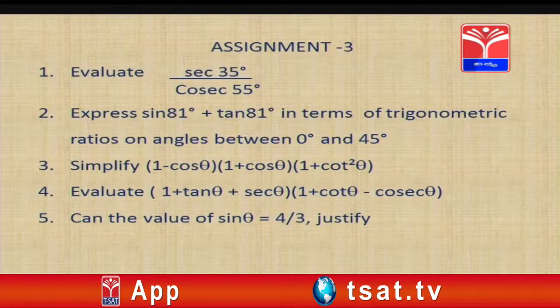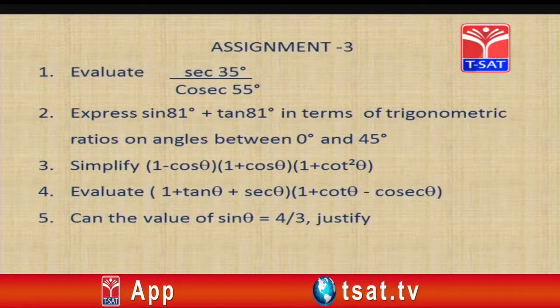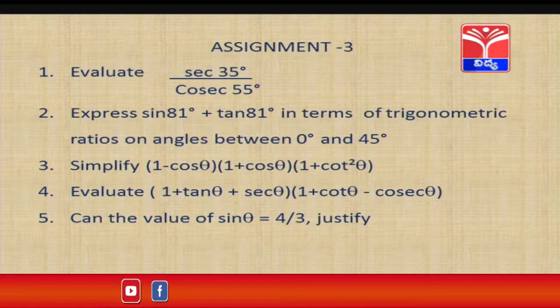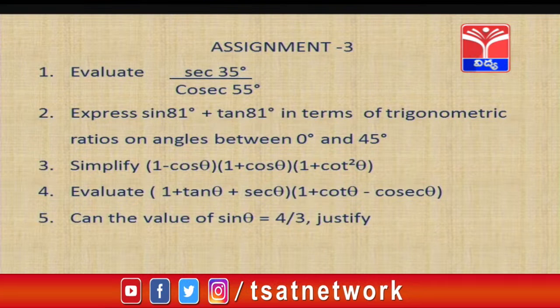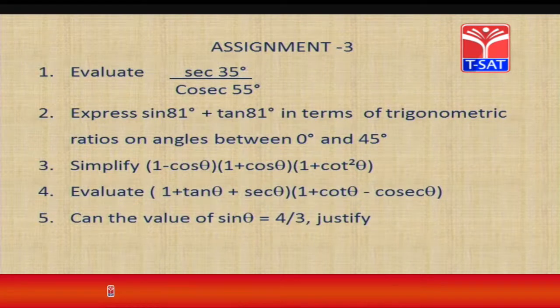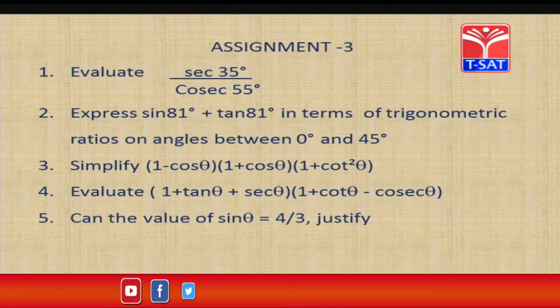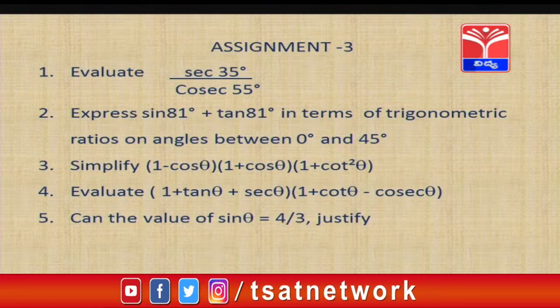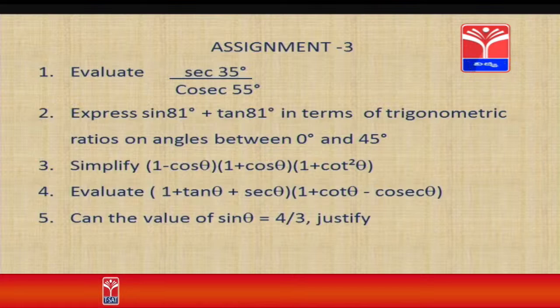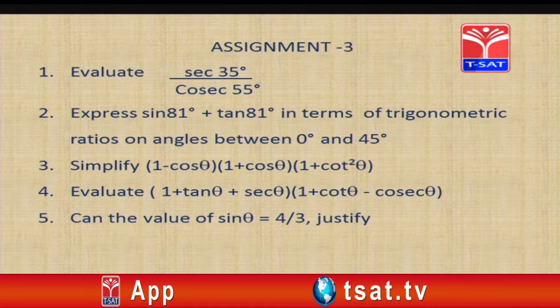Assignment 3. Question 1, evaluate sec 35 degrees by cosec 55 degrees. Question 2, express sin 81 degrees plus tan 81 degrees in terms of trigonometric ratios on angles between 0 degrees and 45 degrees. That means, you have to show them between 0 and 45 degrees. Question number 3, simplify 1 minus cos theta into 1 plus cos theta into 1 plus cot square theta. Question number 4, evaluate 1 plus tan theta plus sec theta into 1 plus cot theta minus cosec theta. Question number 5, can the value of sin theta be equal to 4 by 3? Justify. Are you clear, children?